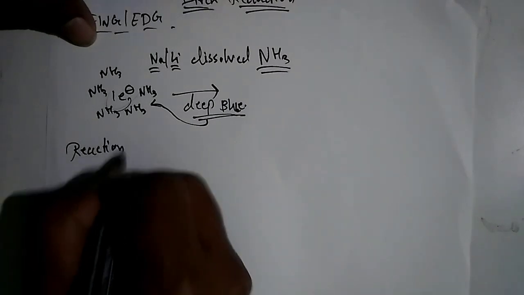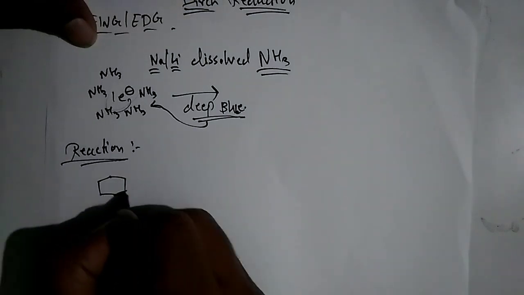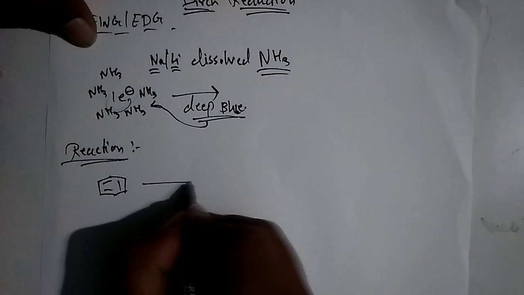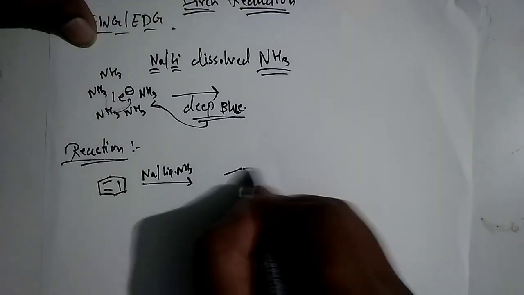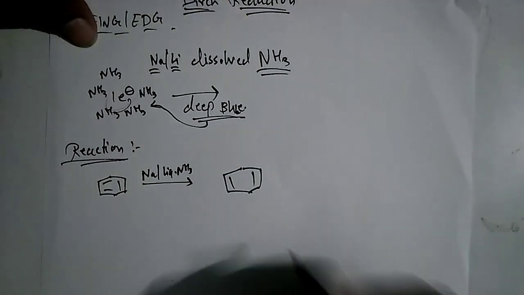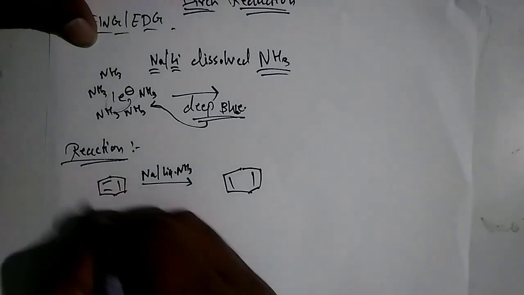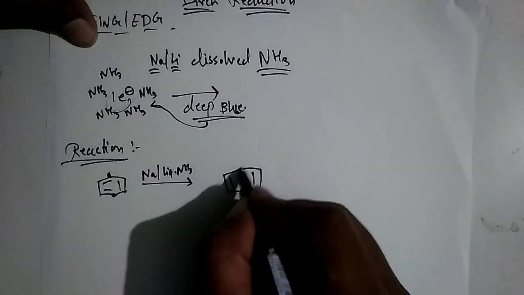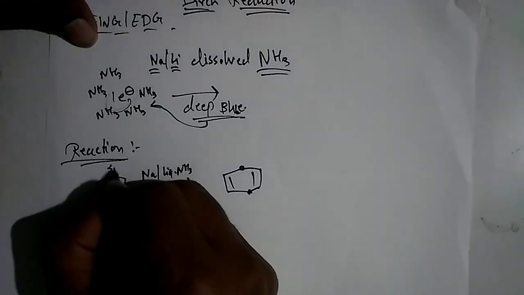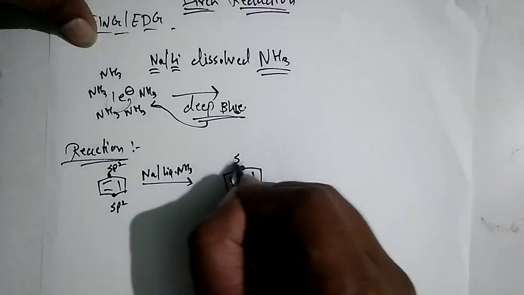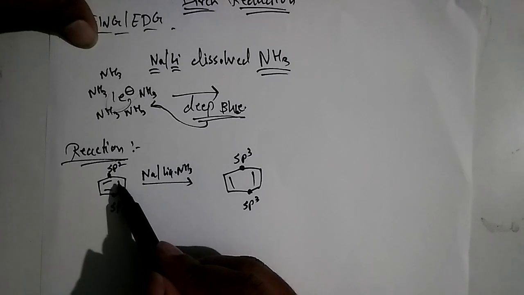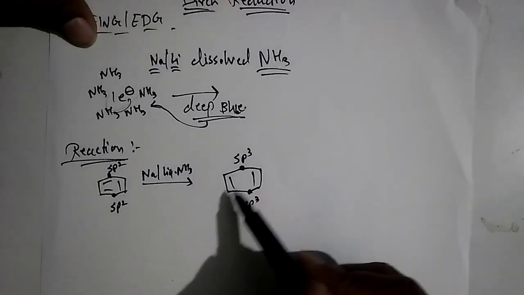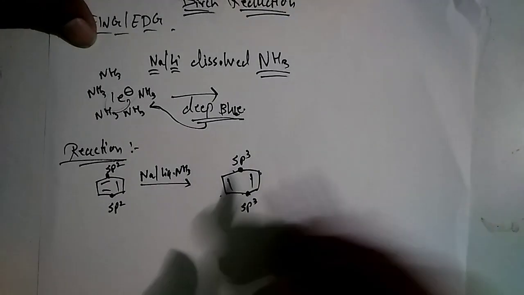The Birch reduction is preferably known as partial reduction of aromatic rings. For example, benzene with sodium in liquid ammonia gives a partially reduced ring which is non-aromatic. Partial reduction means out of 6 carbons, only 2 carbons are reduced, which are para to each other. These 2 sp2 carbons are reduced to sp3 carbons, and the aromatic ring is transformed into a non-aromatic one.